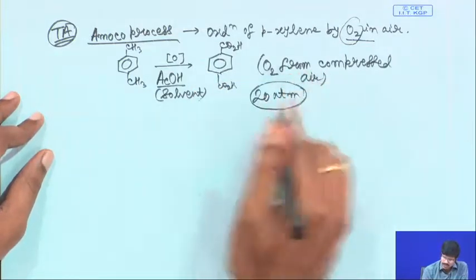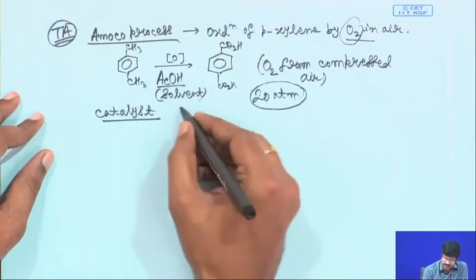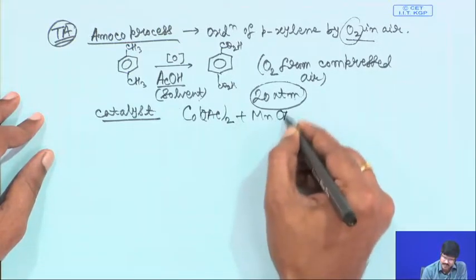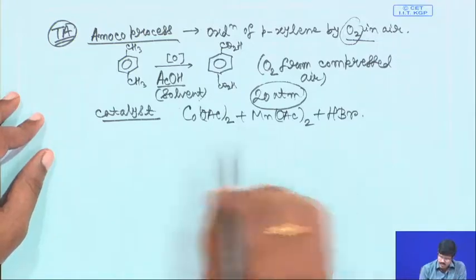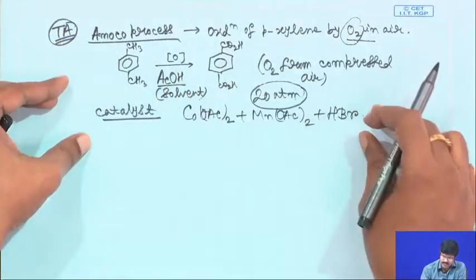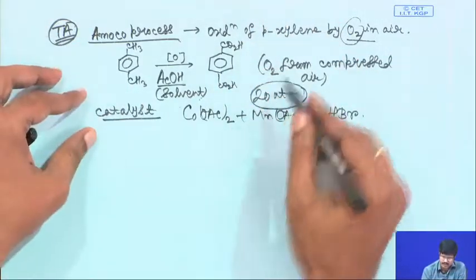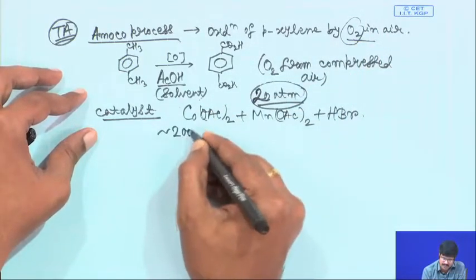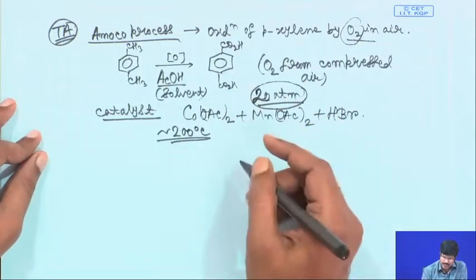So, for this reaction, you use a catalyst system, which is composed of the acetate of cobalt, the acetate of manganese and hydrobromic acid. What you do is you take your paraxylene, acetic acid, and the catalyst system, and along with the compressed air you feed into the reactor, and you apply 20 atmosphere pressure, and the temperature is quite high, around 200 degree Celsius. It is a high temperature high pressure reaction, and the reaction proceeds through an intermediate which is paratoluic acid.